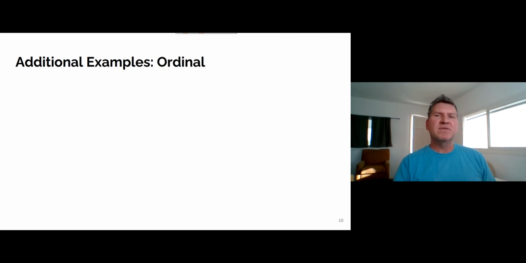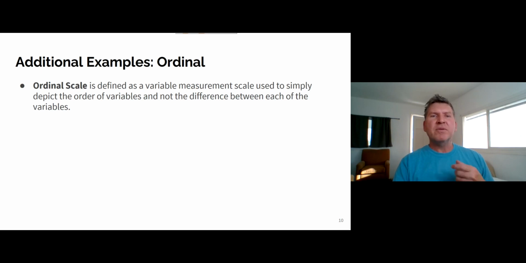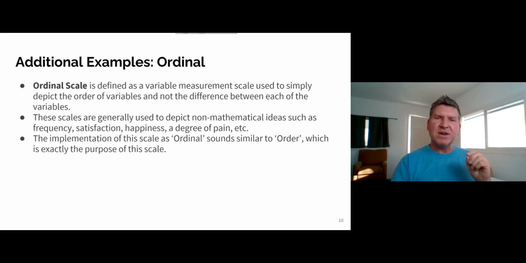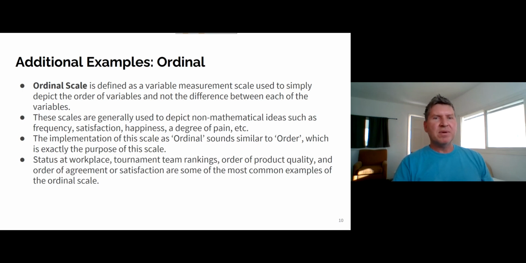Here are some additional examples for ordinal. You have to remember order, because of the name, order is important. They're usually used to depict non-mathematical ideas such as frequency or satisfaction or happiness or degree of pain. The implementation of this scale is just like it says. There's some order to it, but we can't say that the order between adjacent points is equal. The gaps are not equal. For example, here are some examples of items that we can use an ordinal scale for.